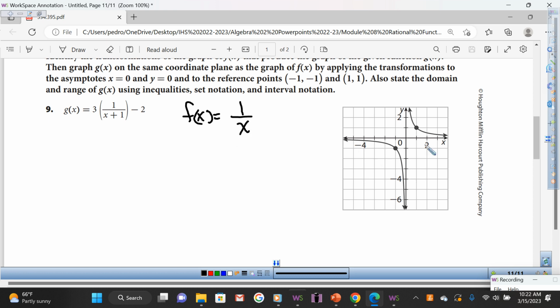Tell your neighbor we're going to move this according to that. Where are we going to move this? Because this is the parent function, isn't it? 1, 1, yes. And here's 0, 0 in between, okay? So where are we going to move that, according to that?